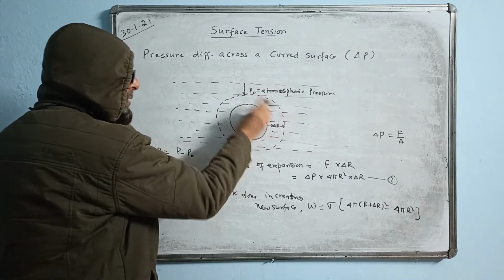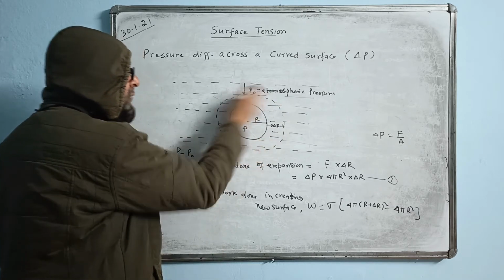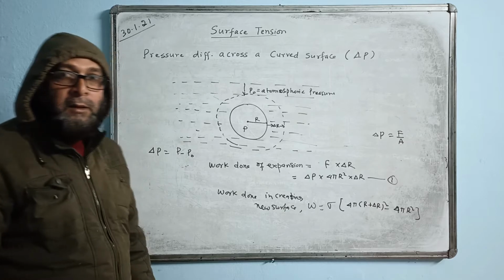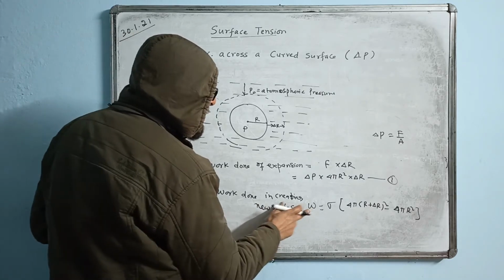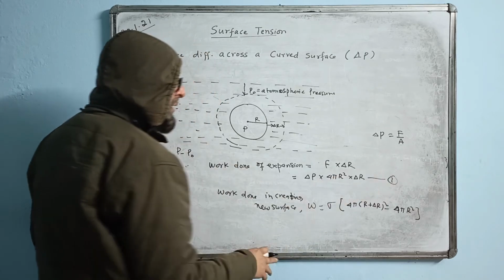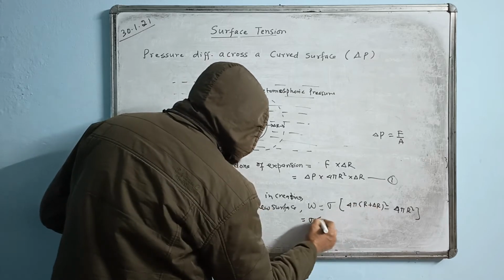This is the expansion in the area. The new surface area created is this much. We are finding the area of the new surface created, and the formula we have is W is equal to sigma into the surface created. We'll take sigma and 4 pi common.